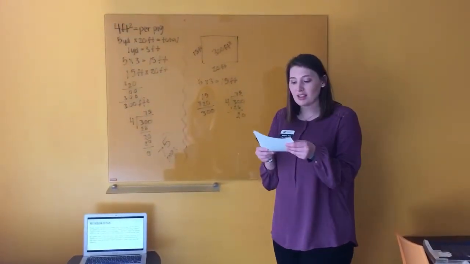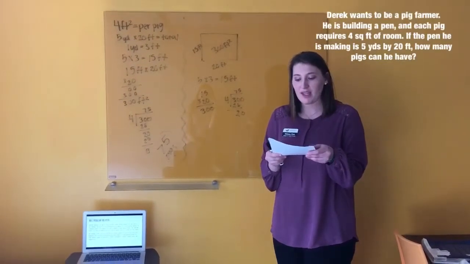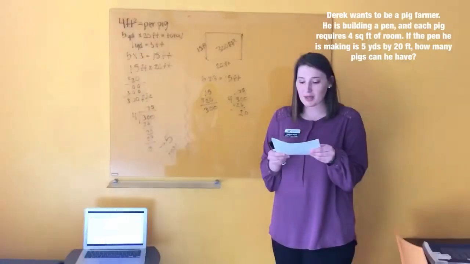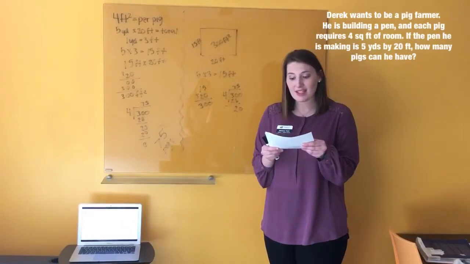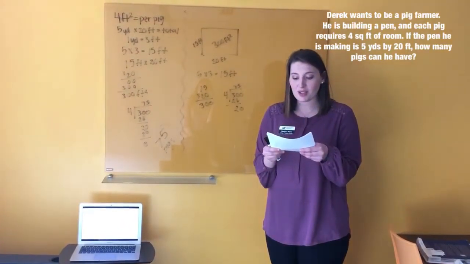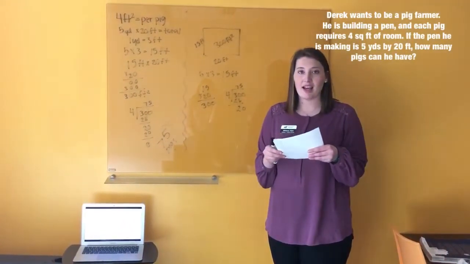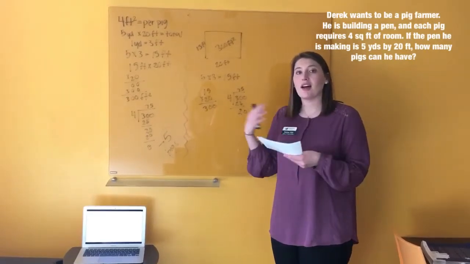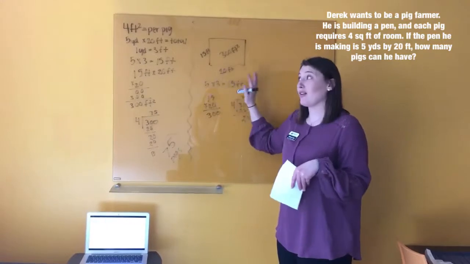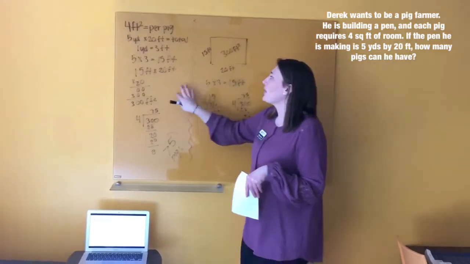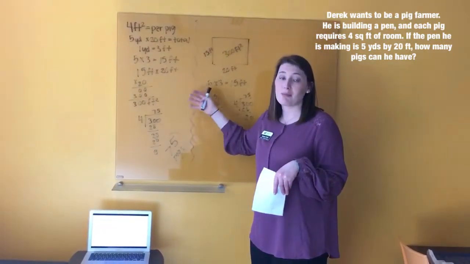The problem was, Derek wants to be a pig farmer. He is building a pen and each pig requires 4 square feet of room. If the pen he is making is 5 yards by 20 feet, how many pigs can he have? After allowing them to see the problem and reading it to them, we asked them to solve it however way they wanted to. We found 2 common ways that people solved it.